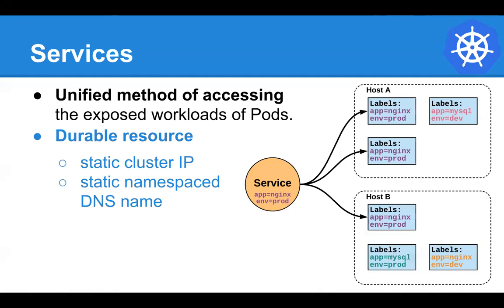So I have, let's say, a couple of web servers, and they're all labeled with something. I can have a service that targets those labels, and everything inside my cluster can refer to the DNS name or IP of that service, and they'll always be able to reach a pod. It also means I can scale those pods up and down quite a bit, and I will still be able to use that durable service object.